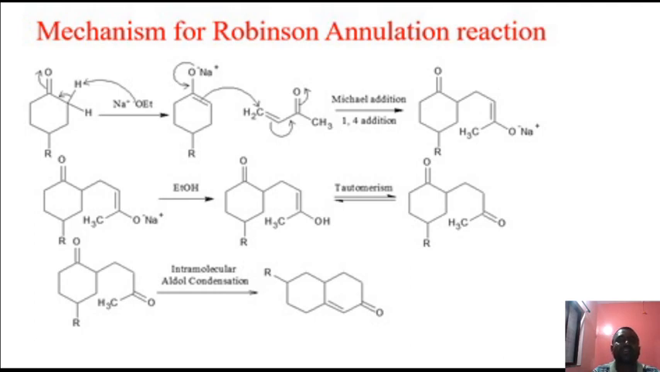That means in Robinson annulation reaction, which is the combination of two reactions, Michael addition reaction and intramolecular aldol condensation reaction, finally gives bicyclic ketone. Thank you.